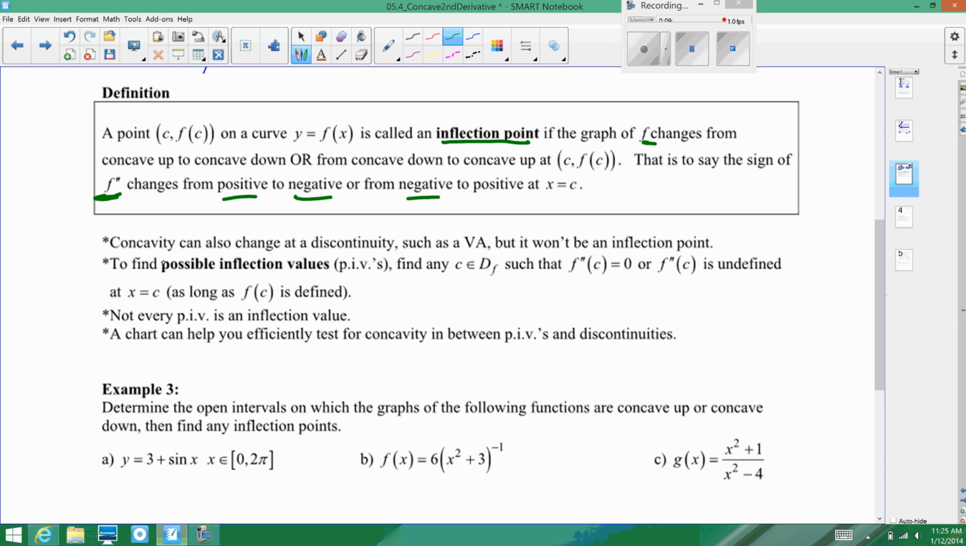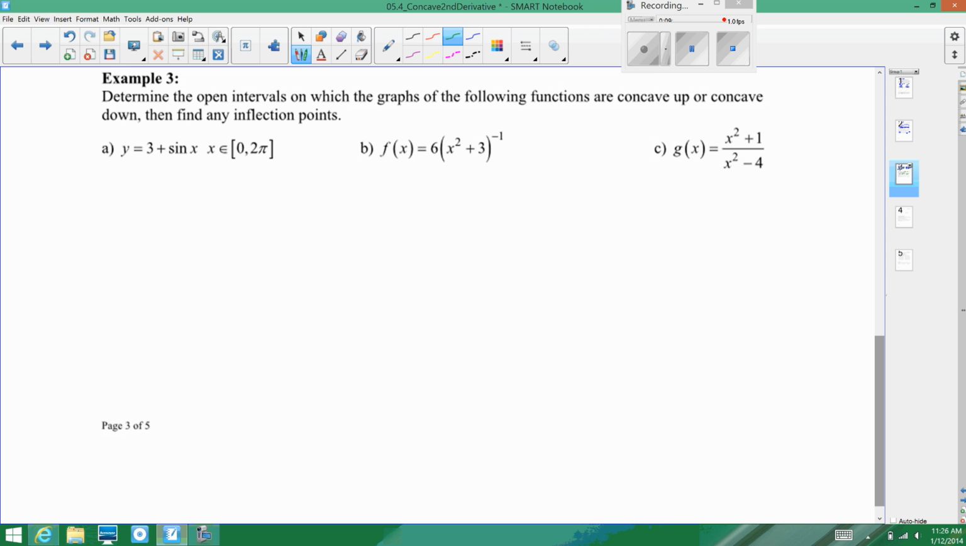All right, so the sign of the second derivative goes from positive to negative or from negative to positive. All right, concavity can change at a discontinuity, like a vertical asymptote, but that doesn't count as an inflection point. I'm going to write PIV for possible inflection values. All right, and that's just like a critical value, but with the second derivative, where that's 0 or where it's undefined. Not every possible inflection value is an inflection value. That's why we put the possible on there. And we can look at some examples to help us determine when it is.